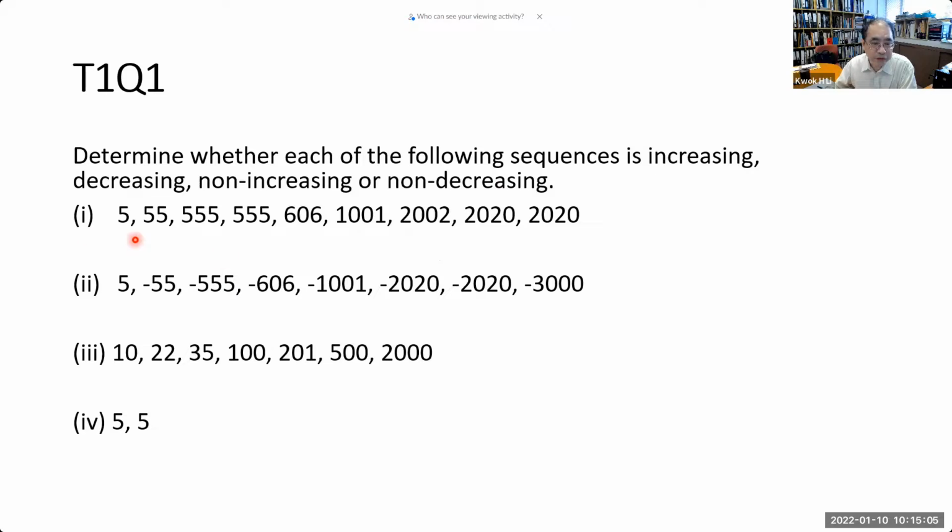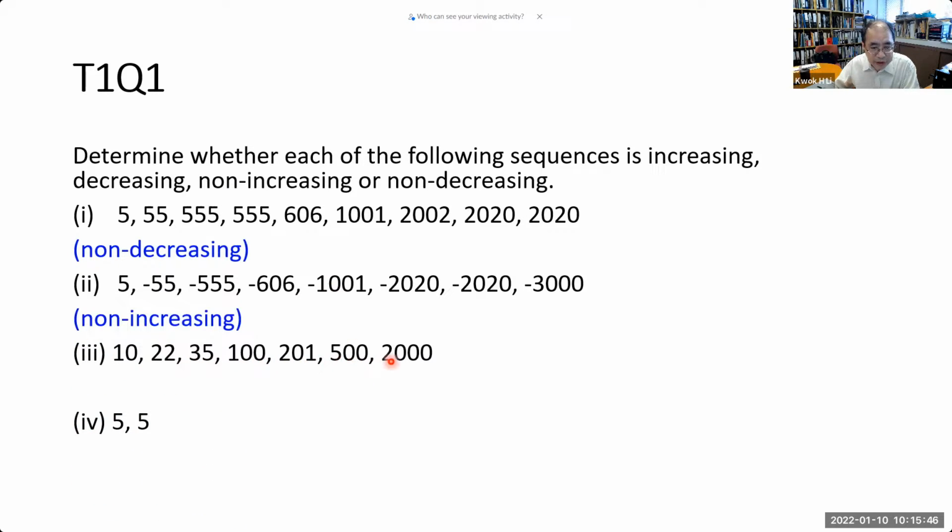You look at the first one. Actually it's increasing, but you have 2020, 2020. They don't increase in that sense. Then what you can say is non-decreasing. So the answer is non-decreasing. I think the others are quite obvious. This one is decreasing, but sometimes you see minus 2020, minus 2020, they are the same. So we cannot say that is decreasing. So we say non-increasing.